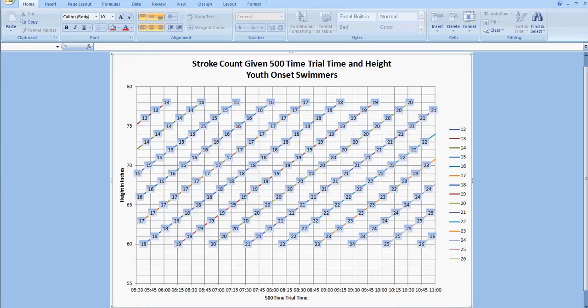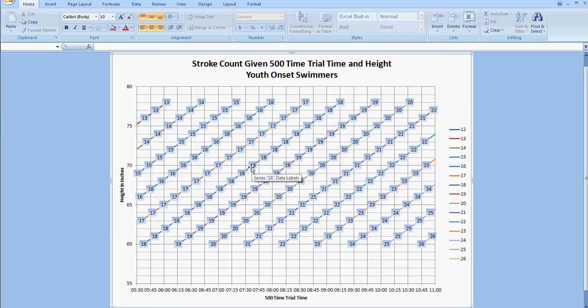So in this chart we have along the bottom our 500 time trial time that we've done in practice. Along the left side, we have your height in inches. And so you run along, you find your 500 time, you go up, you find your height in inches, and then you land somewhere saying, oh, well, for a person of this 500 time trial time and this height, they usually have a stroke count of about 18 strokes per 25.